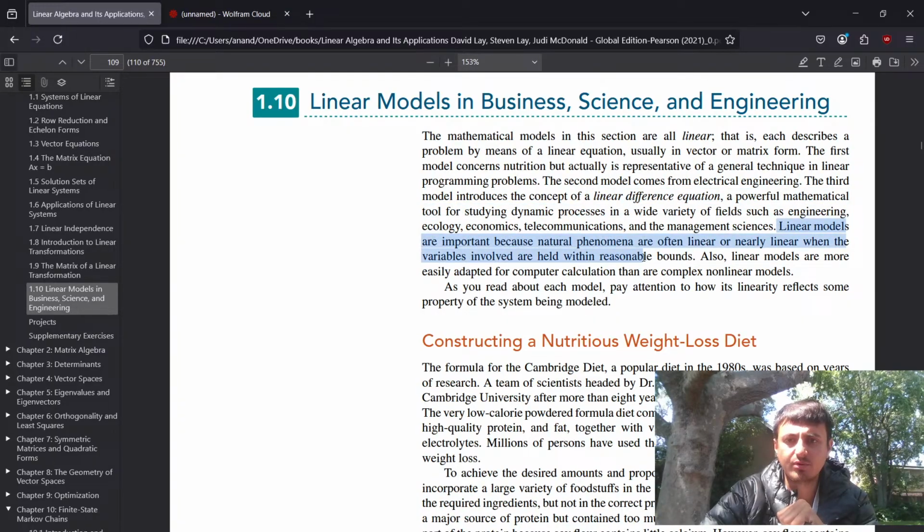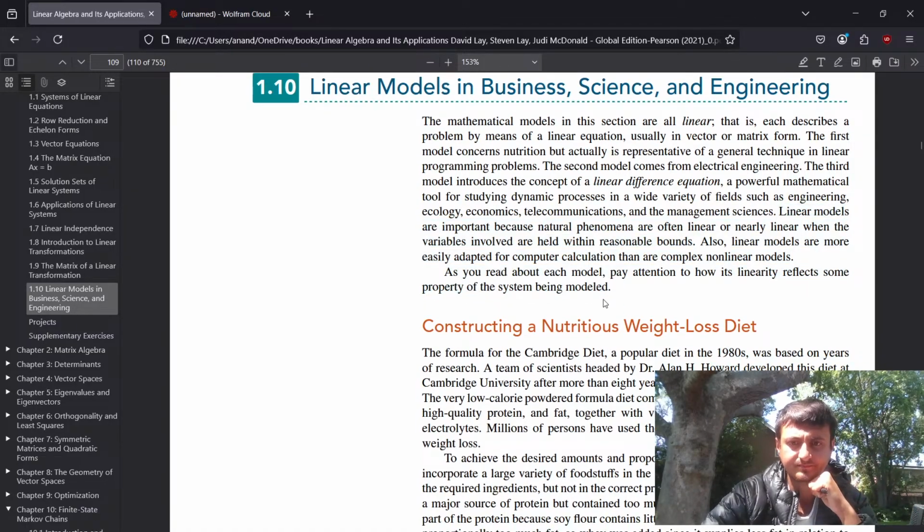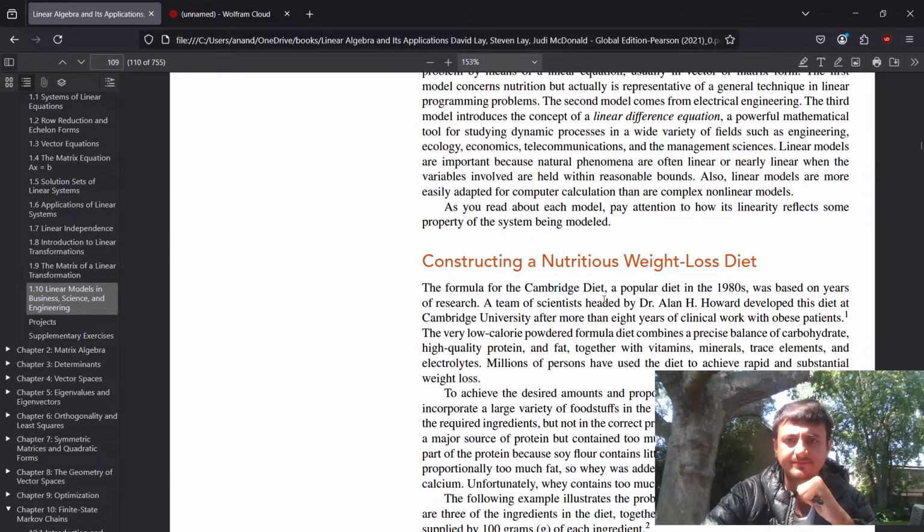Linear models are important because natural phenomena are often linear or nearly linear when the variables involved are held within reasonable bounds. Also, linear models are more easily adapted for computer calculation than are complex nonlinear models. As you read about each model, pay attention to how its linearity reflects some property of the system being modeled.